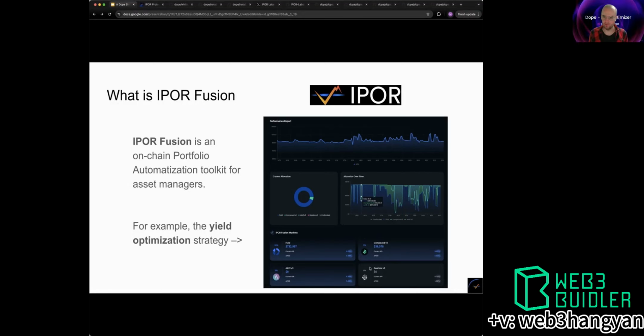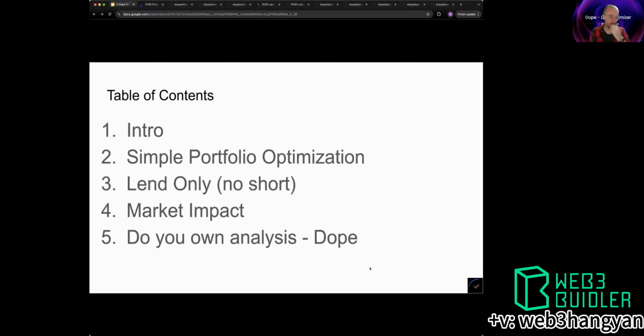So yeah, that might help you understand a little bit of what's going to happen today. So, quick table of contents here. We just went through the introduction. Now I'm going to go through simple portfolio optimization. That's basically a simple model just to understand where things are coming from, and a couple of math equations. Just buckle up for a few moments.